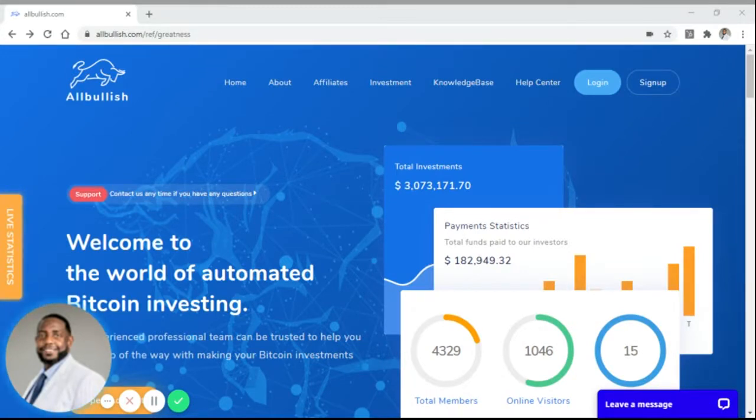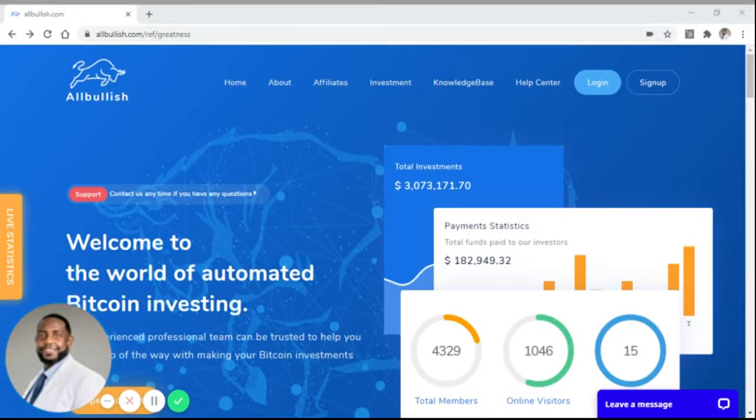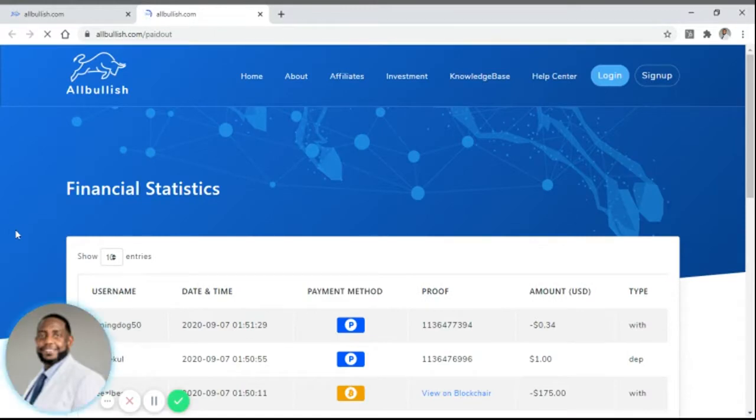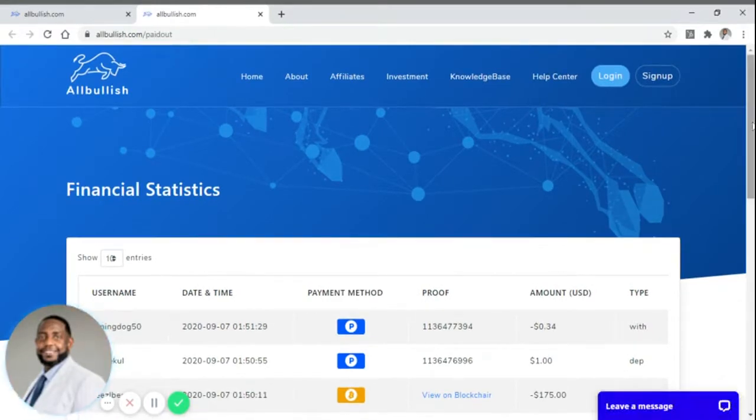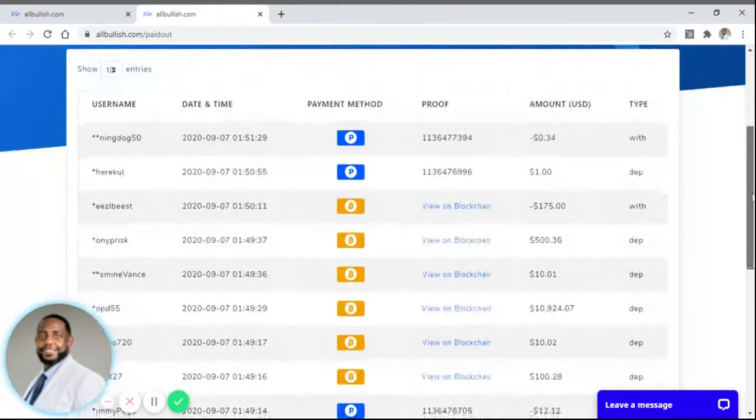But the next thing that really impressed me was that with this platform, they were totally transparent. As you can see, it tells you the total amount of investments they have here. They also have their payment statistics telling you how much has been paid out to investors. So that's another great thing as well. But they took it another level when they actually put live statistics over here on this tab. So when you click on this tab that says live statistics, they actually show you current deposits and withdrawals that have been placed in real time.